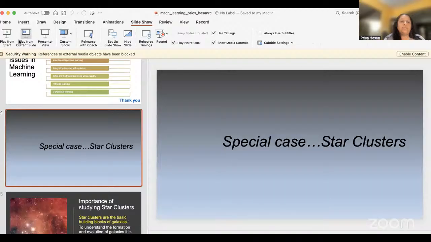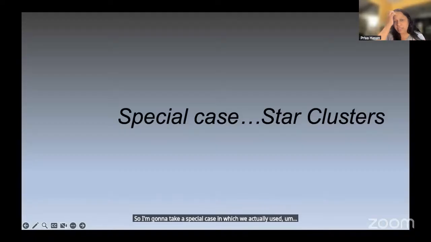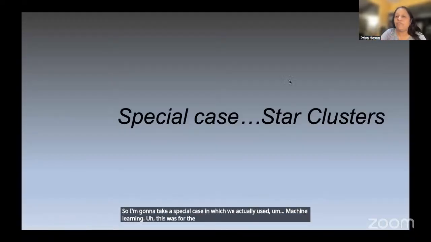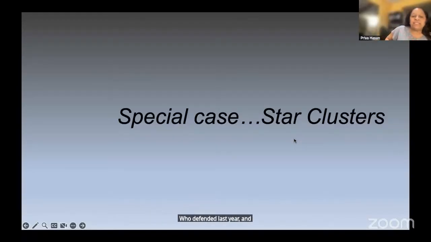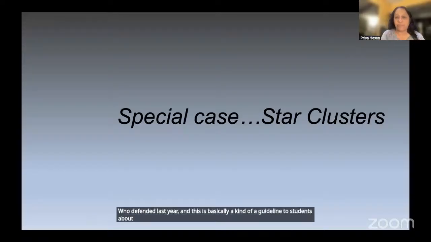So I'm going to take a special case in which we actually used machine learning. This was for the thesis of one of my students who defended last year. And this is basically a kind of guideline to students about the Capstone project, which I know all of you are thinking about. There are 4 papers in which this work has been published, and you can look in those papers, and I'll try to explain to you what we did in this work.